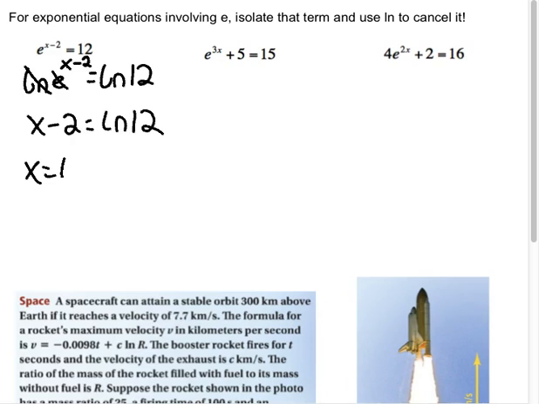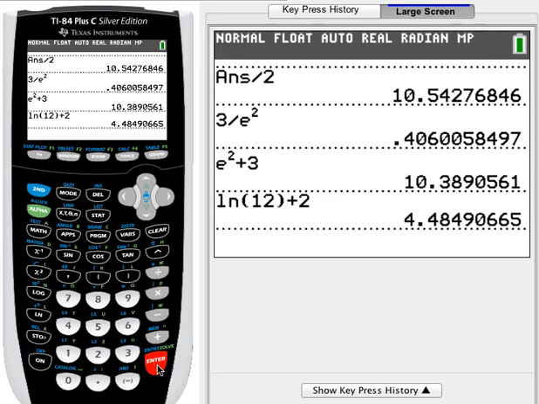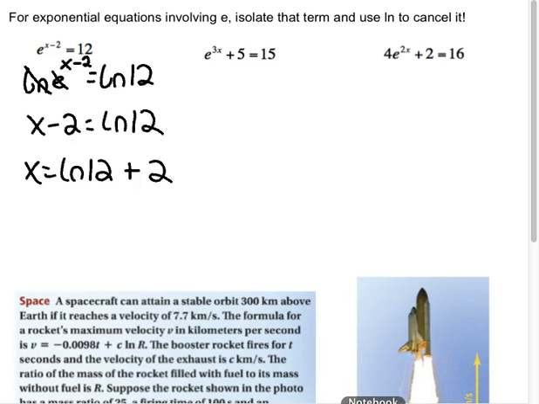All right. Add the 2. And that types very nicely into my calculator. ln of 12 plus 2 gives me 4.4849. So these are nice because you don't even need the change of base formula. You literally just have to use ln. So that's super, super nice for us.